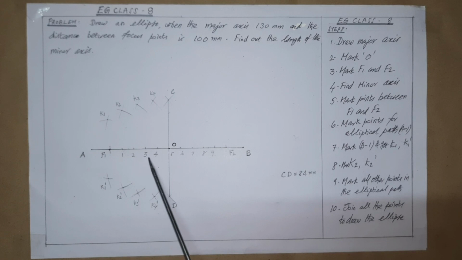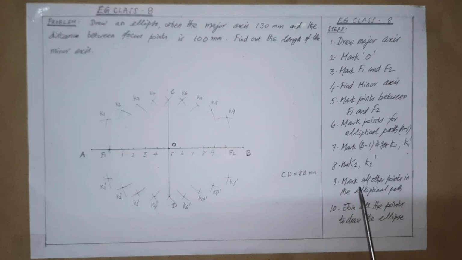Similar procedure is adopted to mark all the points. As per step 9, the remaining points are to be completed up to B. Now one side only has been shown, the other side we see in the next step. So as given in steps 8 and 9, in the similar way we have to get all the points as shown here. For example, A3 is the distance and B3 is the distance. Then centers are F1 and F2. Then we have to get K3 and K3 dash. Then A4 as the distance, B4 as the distance, F1 and F2 are the centers. Then get K4 and K4 dash.